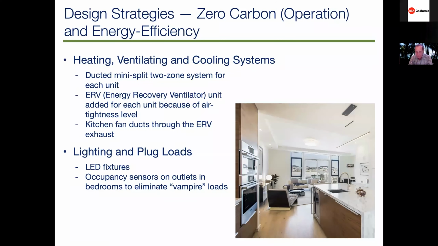Here's a view of the inside. The heating and cooling system is a ducted mini split again, but two zones because the unit is so big, and front and back are different. East is different than the west.